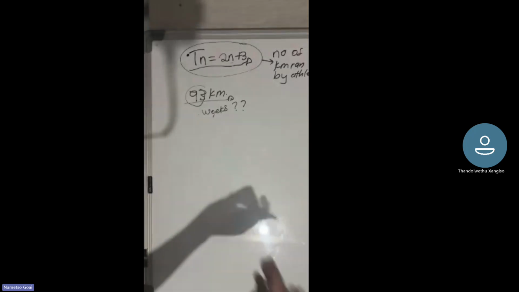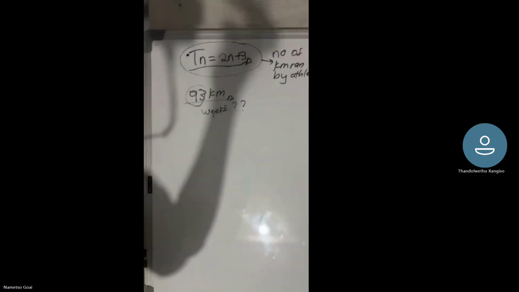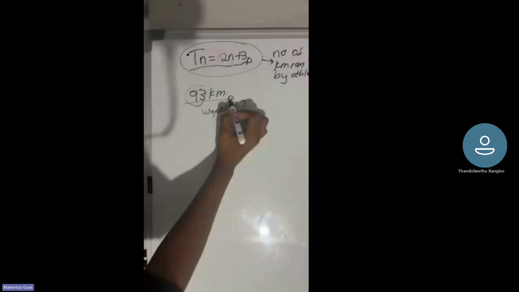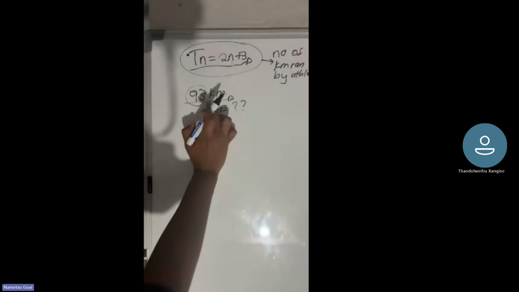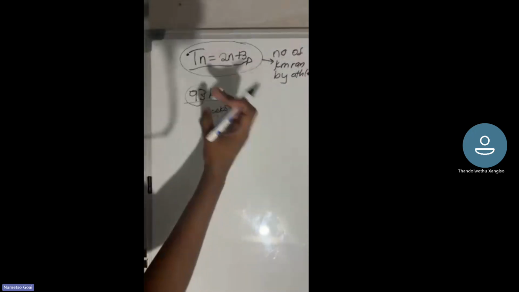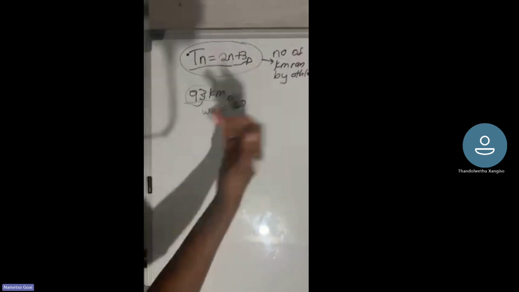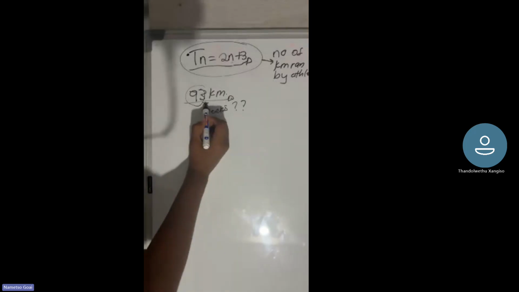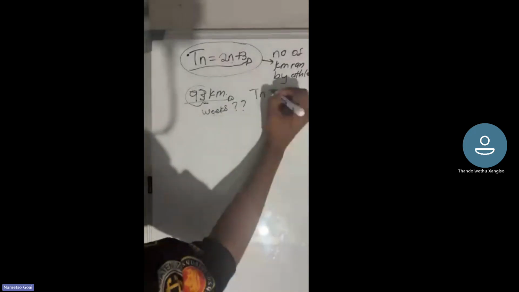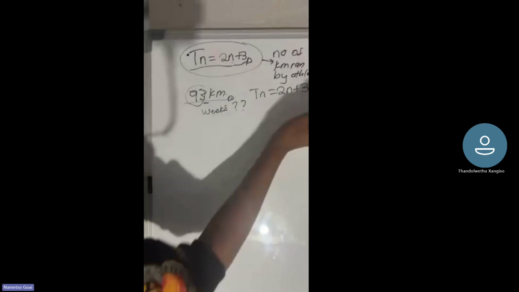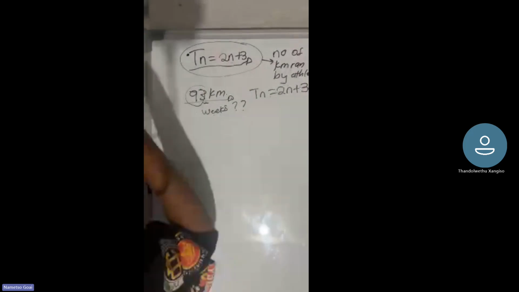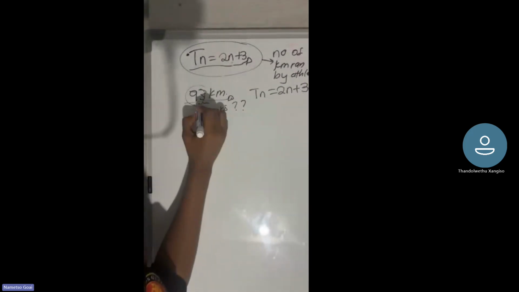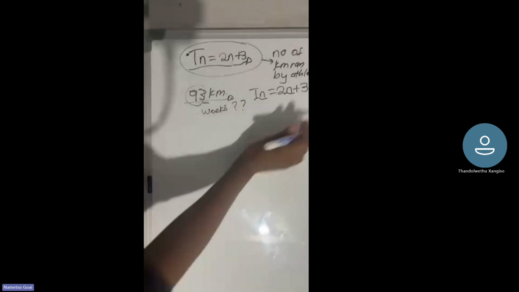Now when you try and find out how long in terms of weeks, you need to substitute this 93 kilometers, because we're being told that in the last week, the distance he had covered was 93. So we want to know how many weeks it took for him to cover this 93. So we have Tn equals 2n plus 3. Remember, this whole thing gives us the number of kilometers ran. Currently they gave us this 93. So is it going to be our Tn or our n?